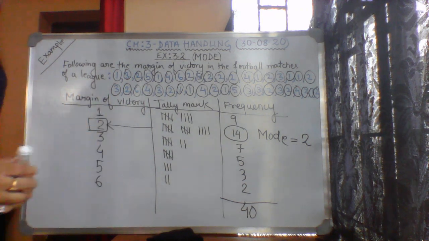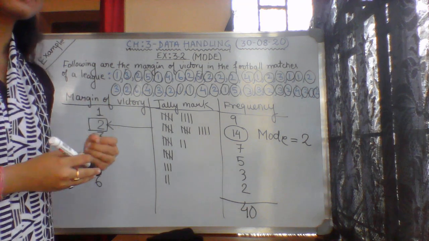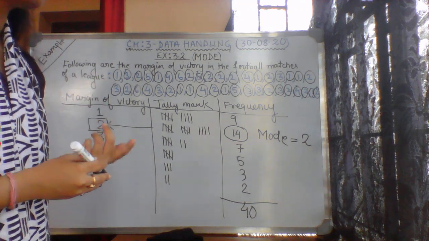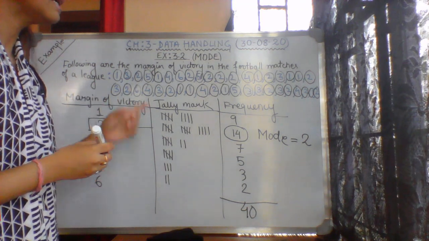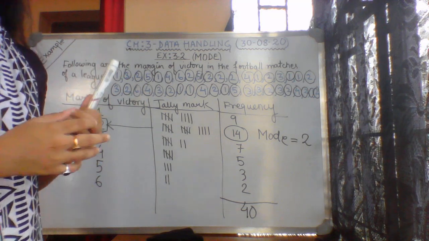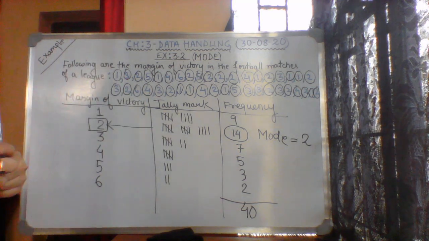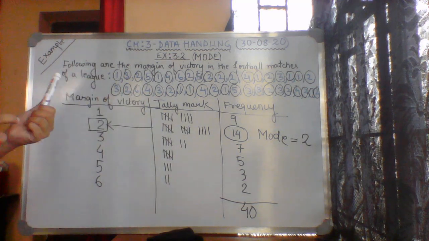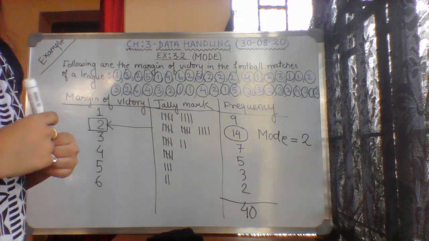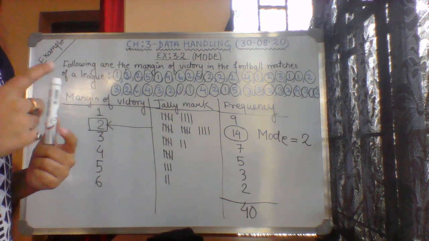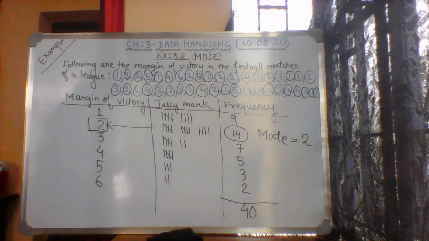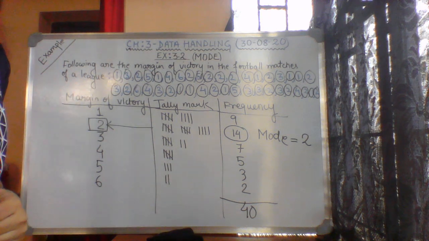So mode is one of the central tendencies. Just like mean, it is also a central tendency. It can be used when data is not in a numerical value. Okay, so these two types of central tendency we have studied. One more type of central tendency is there, which we are going to learn in our next class.